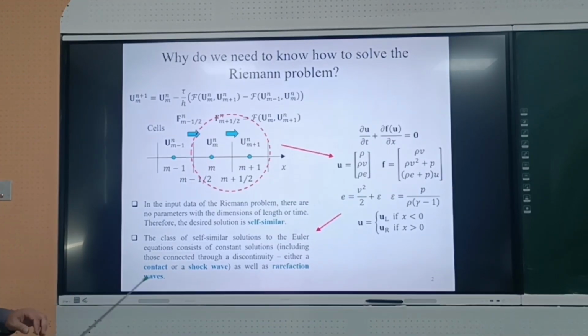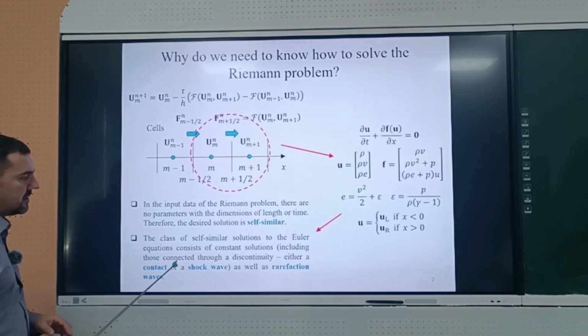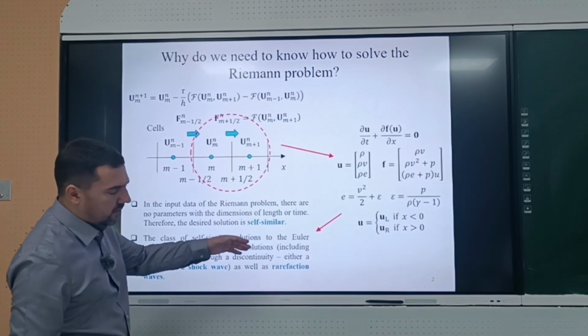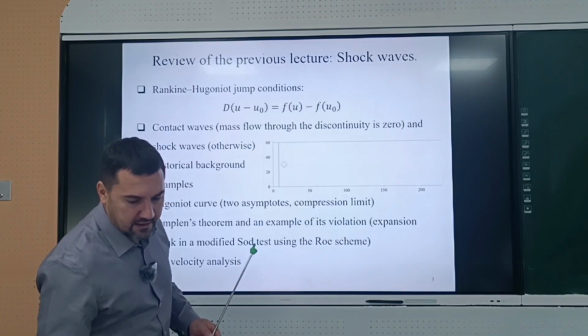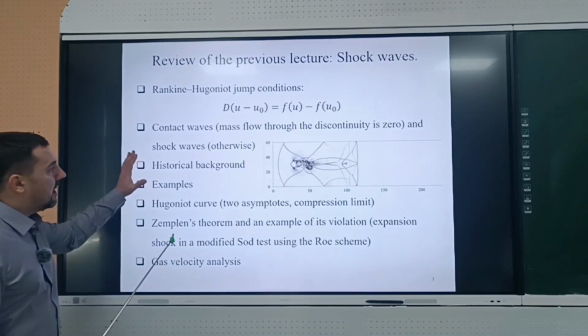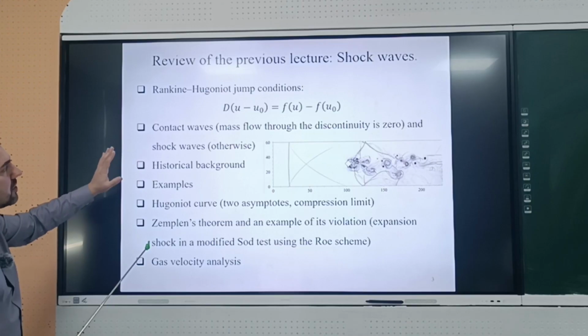Now we would like to consider the second type of self-similar solutions for the Euler equations, namely simple waves or simple rarefaction waves. That's the topic of this lecture. So once again, a short review of the previous lecture.